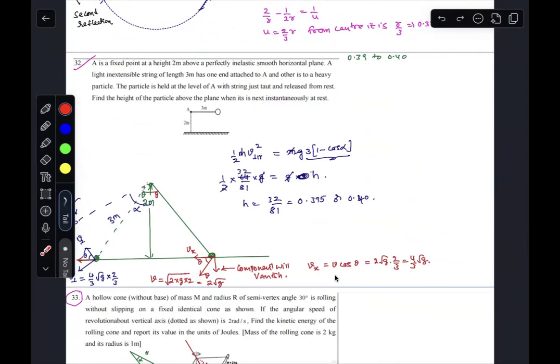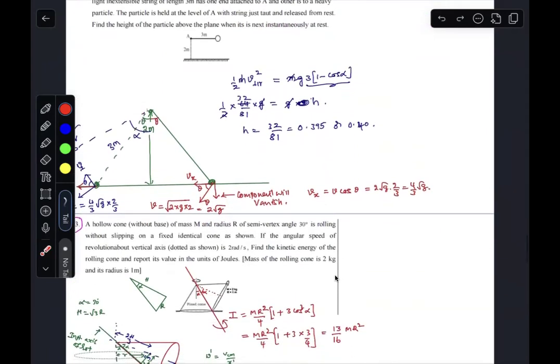What is the horizontal component? Before that, what is V? It is falling from a height of 2 meters. So V is equal to root 2gh, 2 root g. Now what is this component? 2 root g cos theta. We know cos theta is 2 by 3. They have given every information. This is 2, this is 3. With this, I got Vx as 4 by 3 root g.